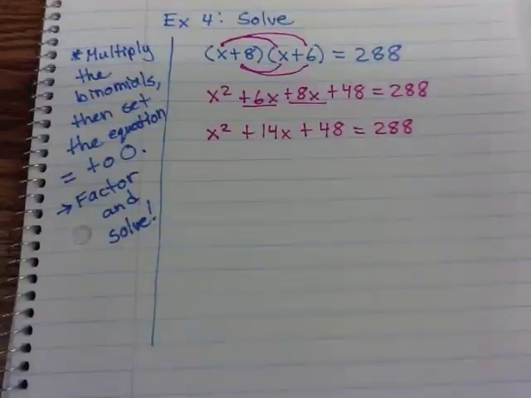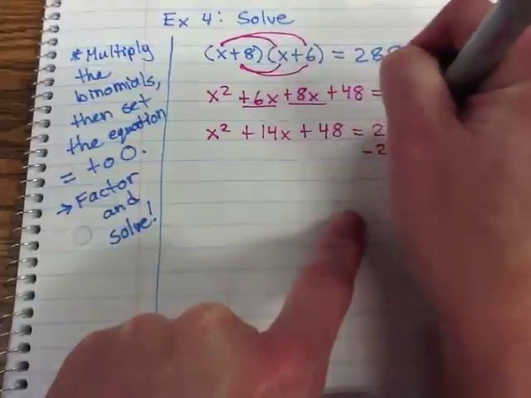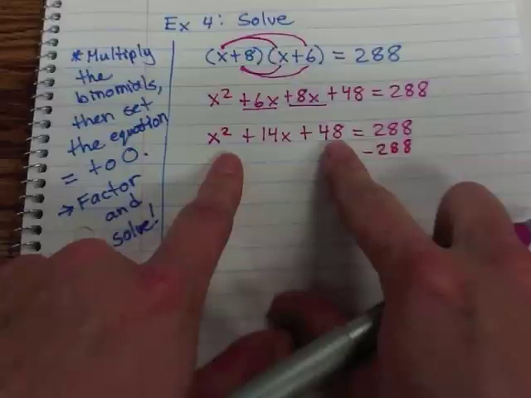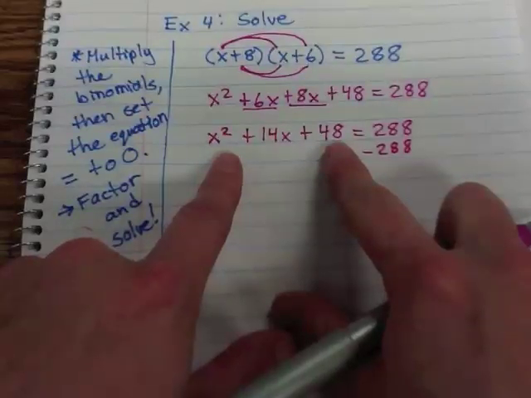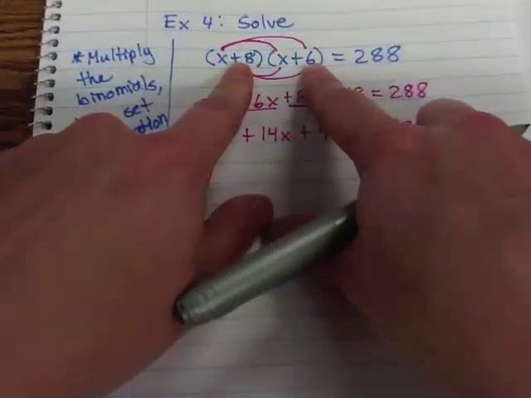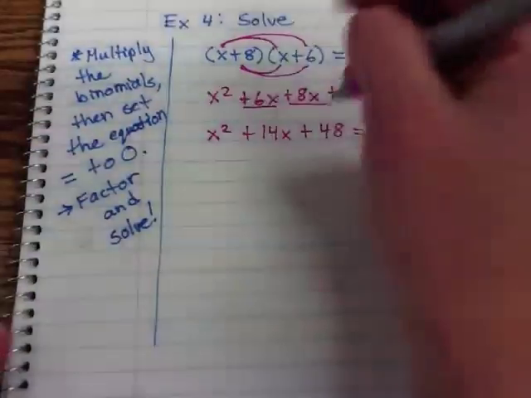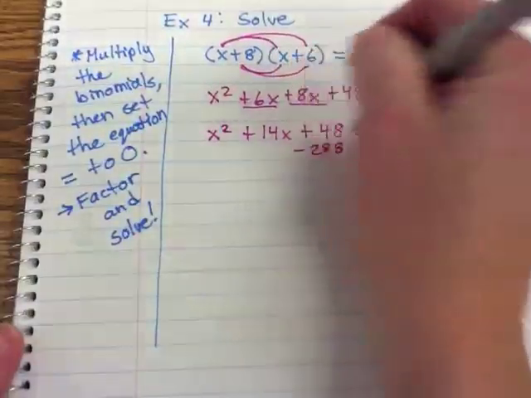What do you need to do? Subtract 288, because we need it equal to 0 before we can factor. If you were to factor that, you already know your answers. What are they? Yeah, x plus 6, x plus 8, right? So that would be a waste of your time there. Okay, subtract 288, subtract 288.